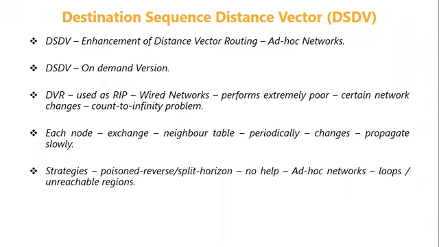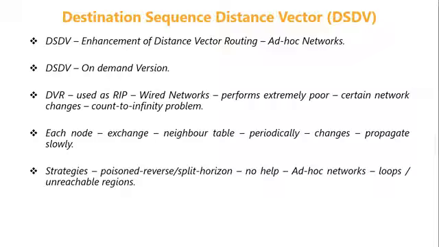There are some strategies to avoid this in fixed networks, to ensure that the changes propagate fast. These are the poisoned reverse technique and the split horizon technique. But such techniques will not work with wireless ad hoc networks due to the rapid change of topology, or the dynamic nature of wireless ad hoc networks. Also, this may create loops or unreachable regions within the network.